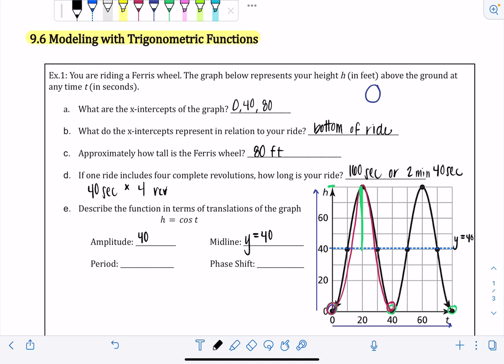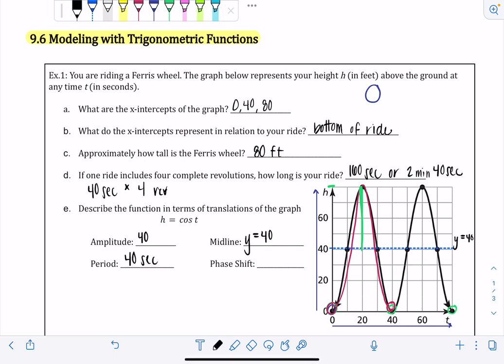And then the period is how long it takes to make one complete revolution. We just kind of talked about that when we answered for part D. But if we're going from 0, we go up around the circle and back down, and that's one complete revolution, and that took us 40 seconds. So the period is 40 seconds. That's just like a fancy word for how long it takes to make one complete revolution.